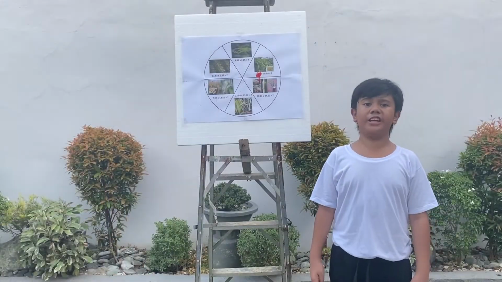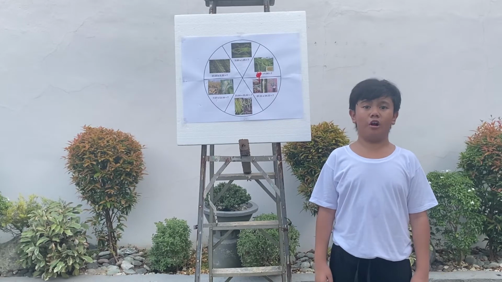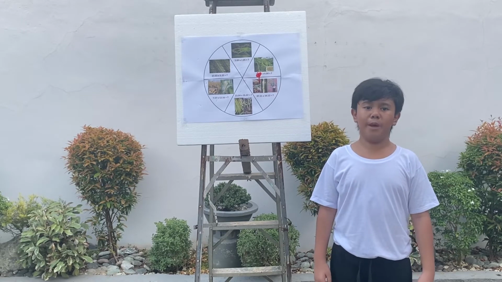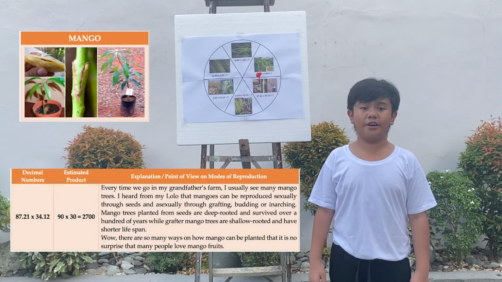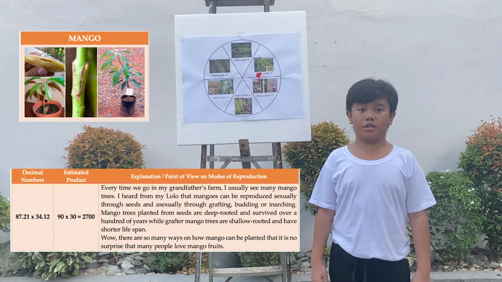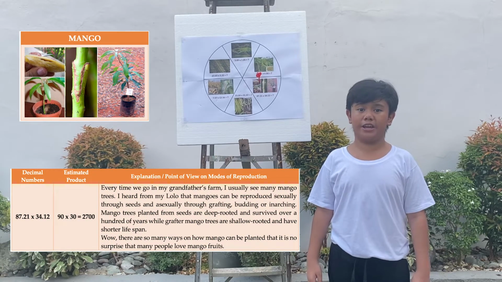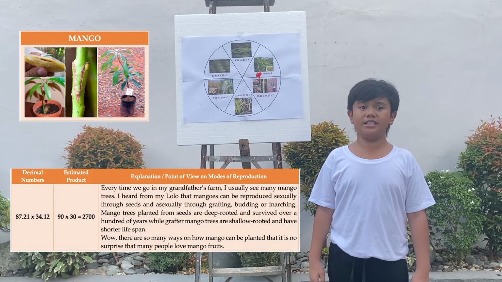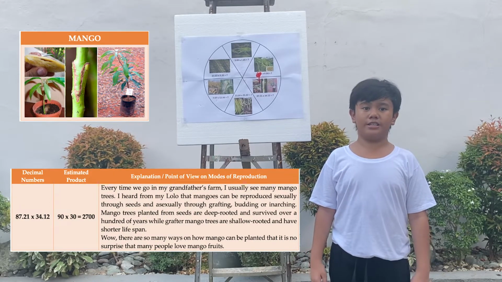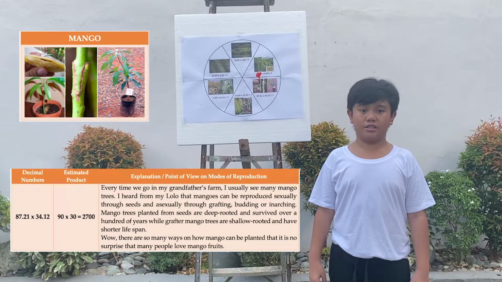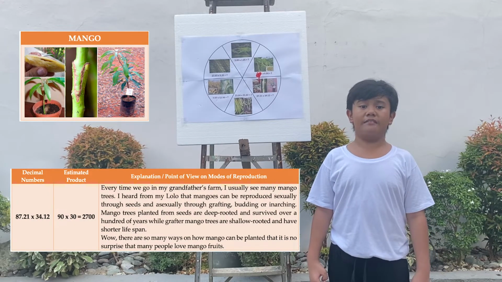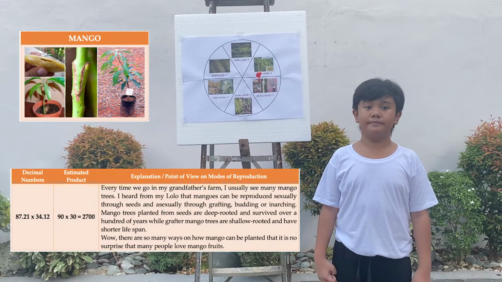Every time we go to my grandfather's farm, I usually see many mango trees. I heard from my lolo that mangoes can be reproduced sexually through seeds and asexually through grafting or budding. Mango trees planted from seeds are deep-rooted and survive over hundreds of years, while grafted mango trees are shallow-rooted and have a shorter lifespan. Wow!